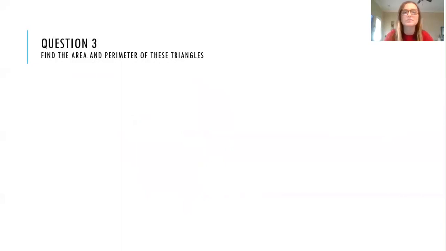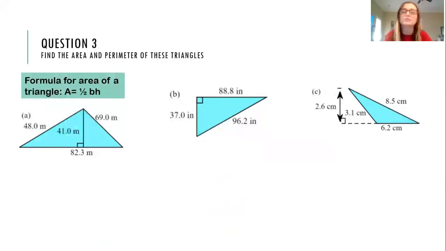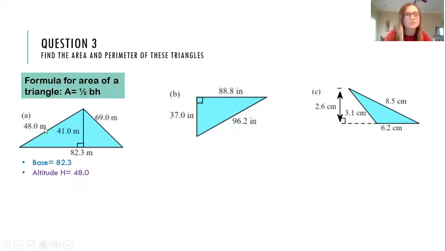So for question 3, we have to find the area and the perimeter of these triangles. So to find the area of a triangle, we have to know the formula. And the formula for the area of a triangle is area equals 1/2 base times height. So let's get started. So for triangle A, our base is 82.3 meters, and our altitude, or our height, is 48.0 meters. So we plug these numbers into our equation.